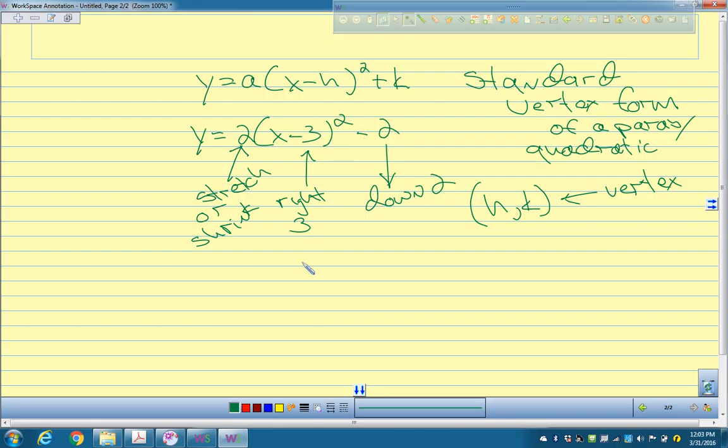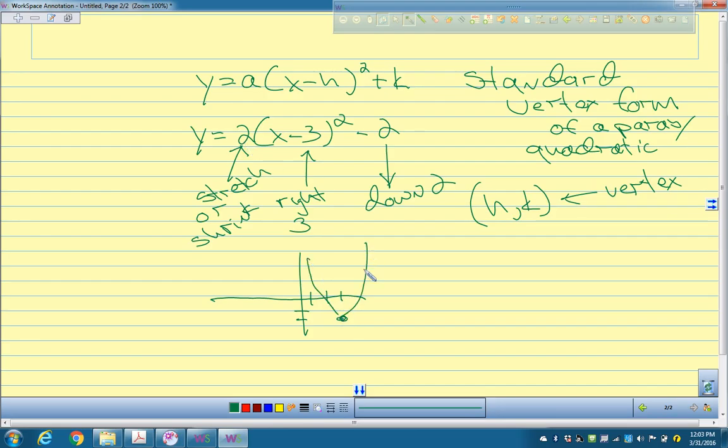So in this particular equation, if I were going to graph it, since it says minus h, plus k, where would the vertex of this parabola be? Not -3, -2. H, k is the vertex, so the vertex would be at 3, -2. Would it be right side up or upside down? This is positive, so it'd be right side up.